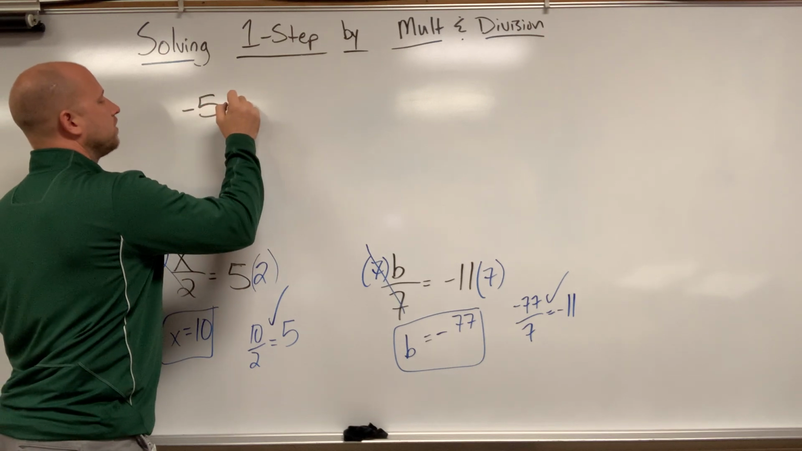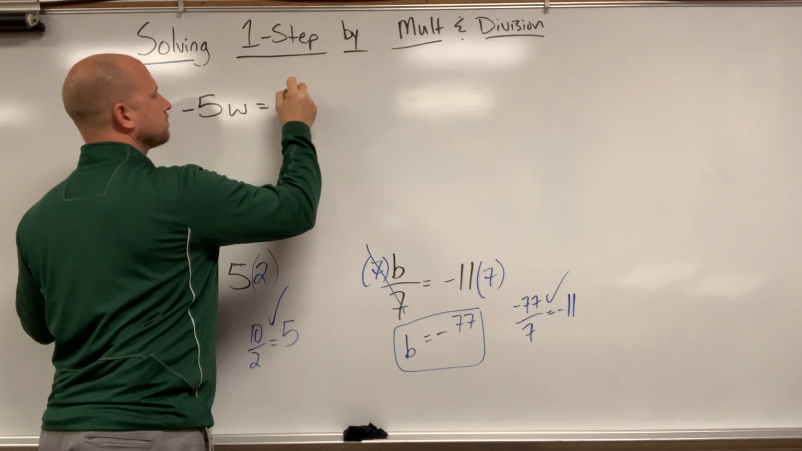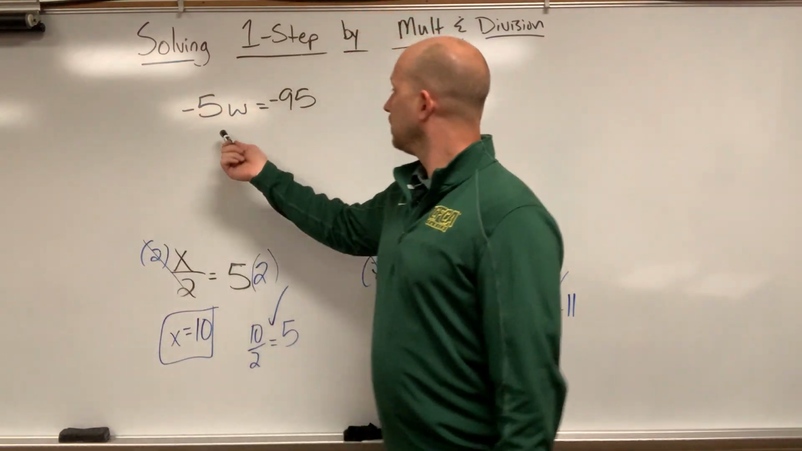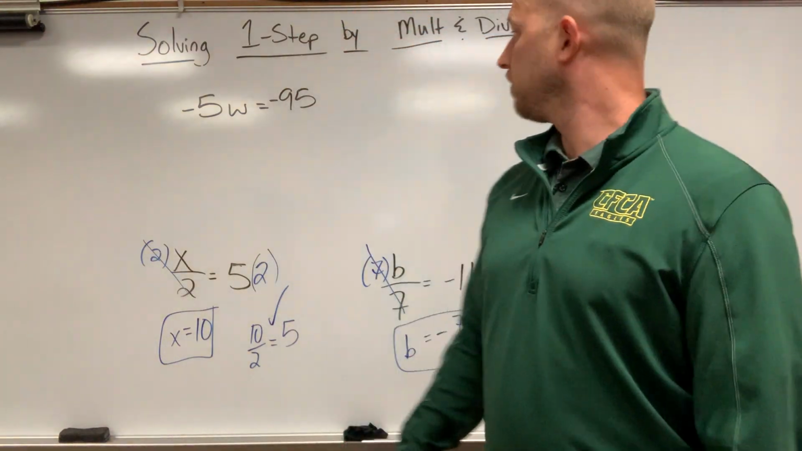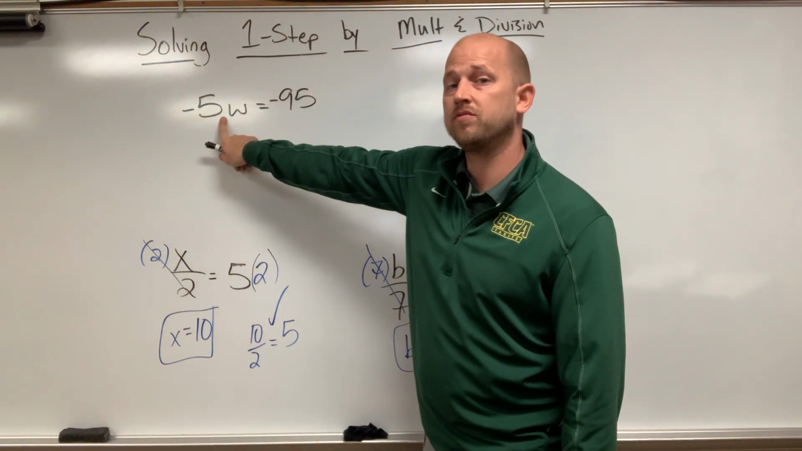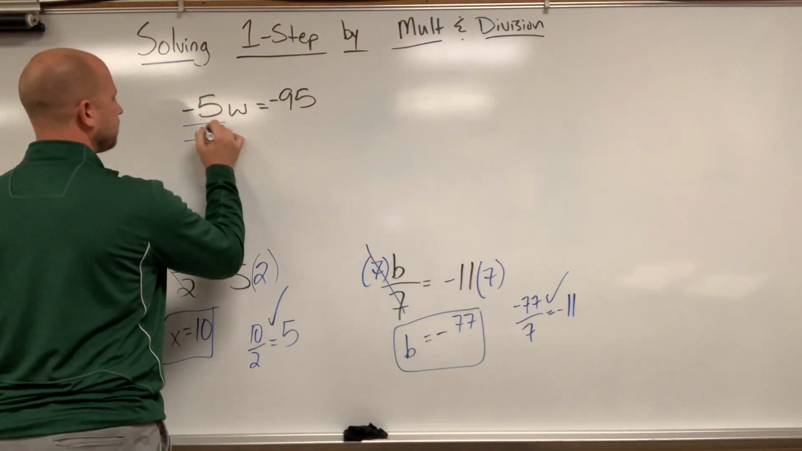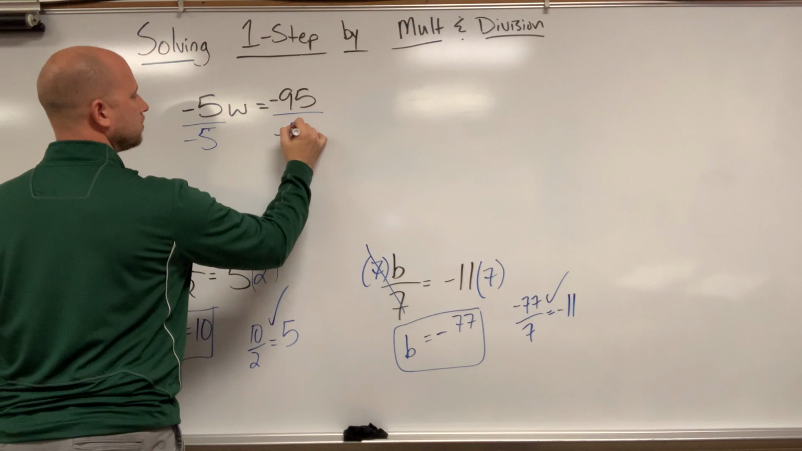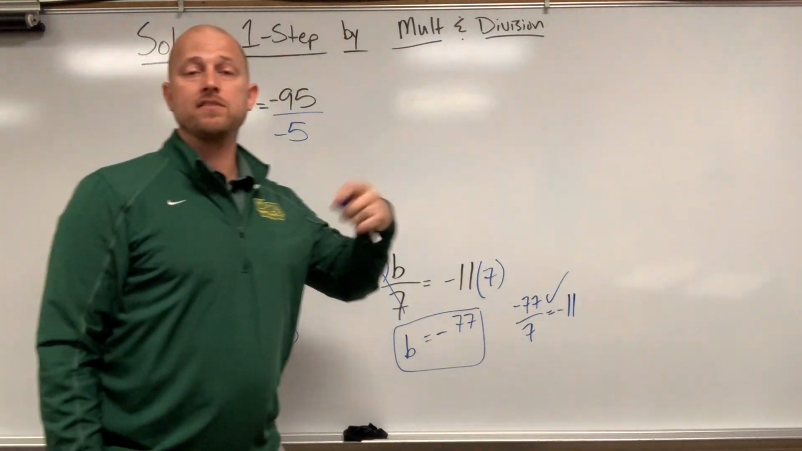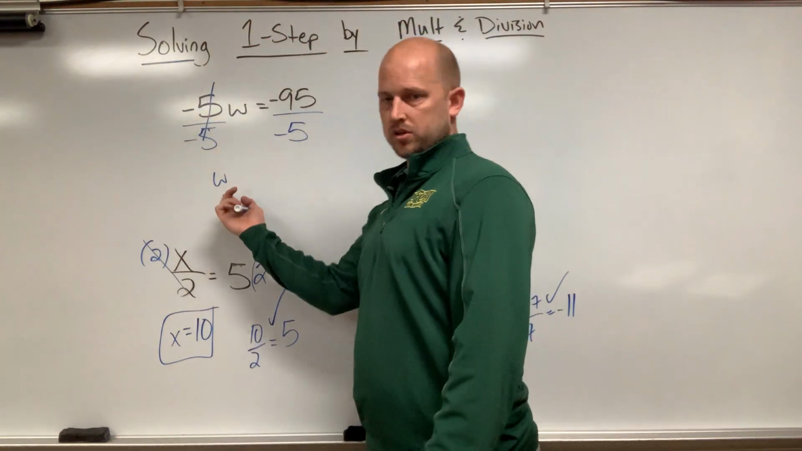Negative 5w equals negative 95. Let's do another negative. All right, so negative 5w equals negative 95. Now remember, there's multiplication going on here, so we need to divide. We're going to do that by showing a division bar. Divide by negative 5. What you do to one side, you do to the other. These cancel out because a negative divided by negative is a positive, right? Same signs, positive. 5 divided by 5 is 1, so it's a positive 1, so 1w. That's what we want.